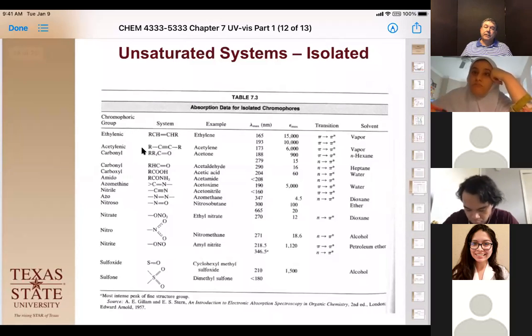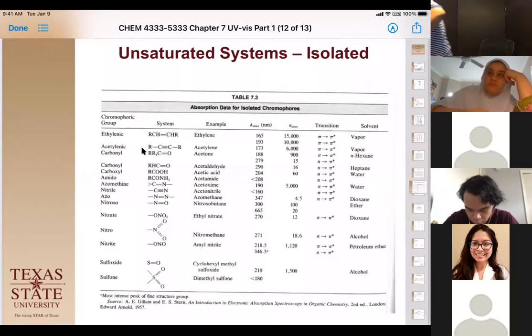So when we start with our unsaturated systems, here, let me go turn the fan on. It's getting warm in here.